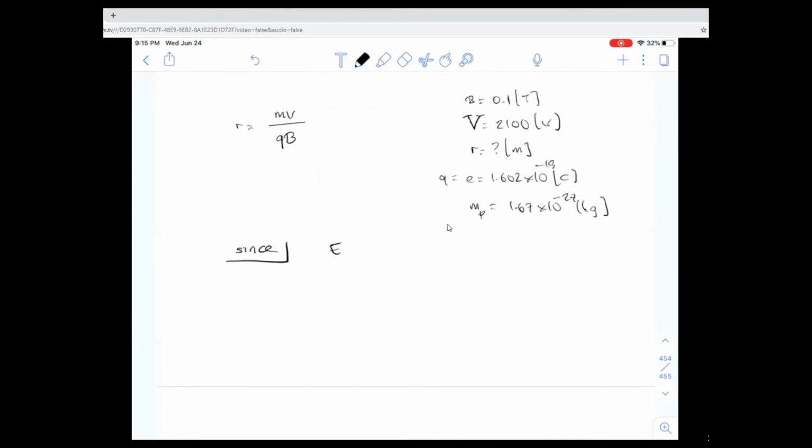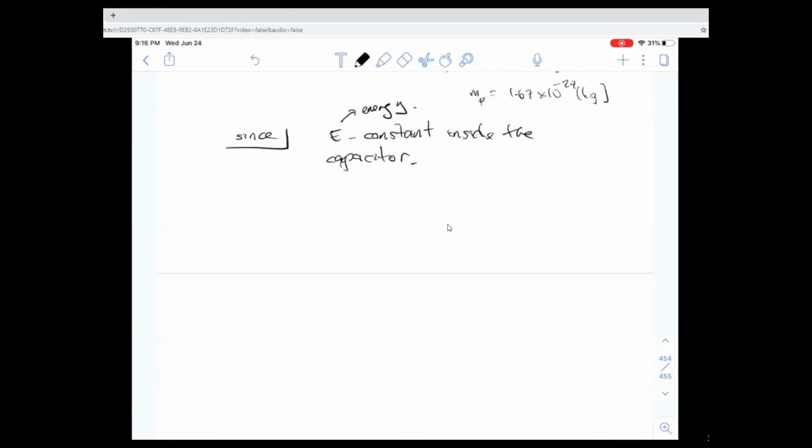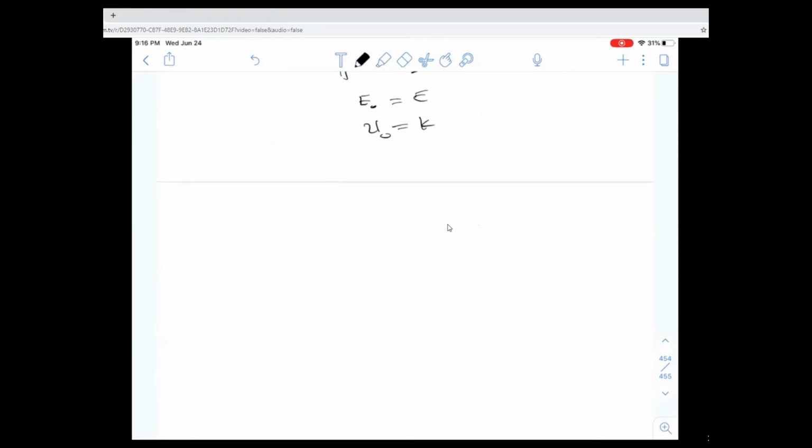Since the mechanical energy is constant inside the capacitor, the initial and the final energies will be the same. The initial energy is going to be all potential energy. The final energy is going to be all kinetic. So the initial energy is this, and the final energy is this.